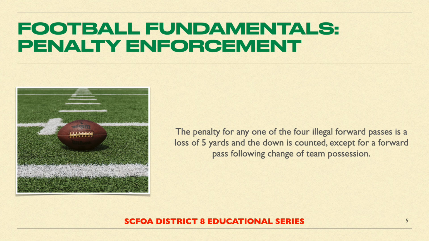If an illegal forward pass is thrown on fourth down and the penalty is accepted, there will be a 5-yard penalty marked off from the basic spot, and B will be awarded a new series, assuming A is left short of the line to gain after enforcement. If, after the 5-yard enforcement, they are left beyond the line to gain, then they're awarded a first down.